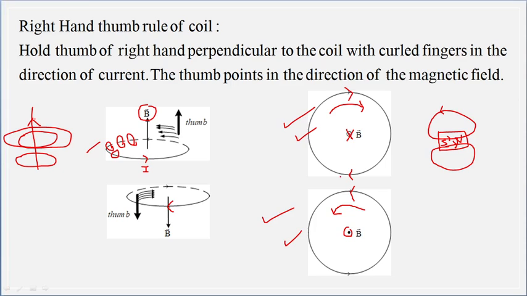Okay, so even this loop is like a magnet. It has a North Pole and a South Pole. It will produce a magnetic field. It will have the magnetic moment and so on. So this is how to deal with the circular coil carrying a current. We can find the magnitude of the magnetic field as well as we can find out the direction.